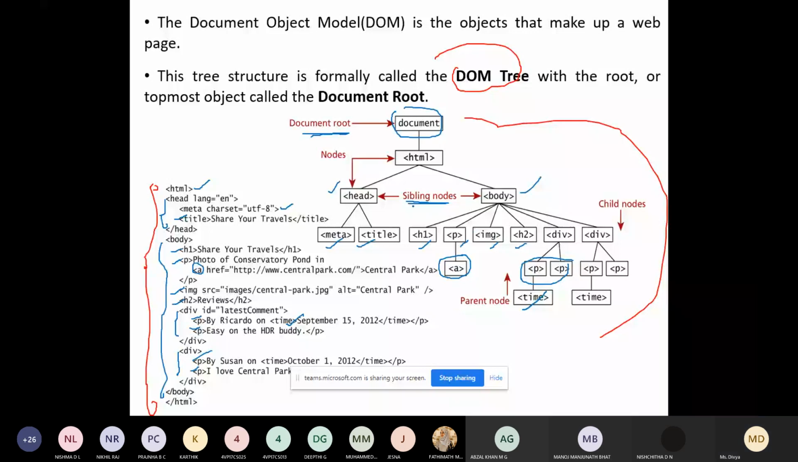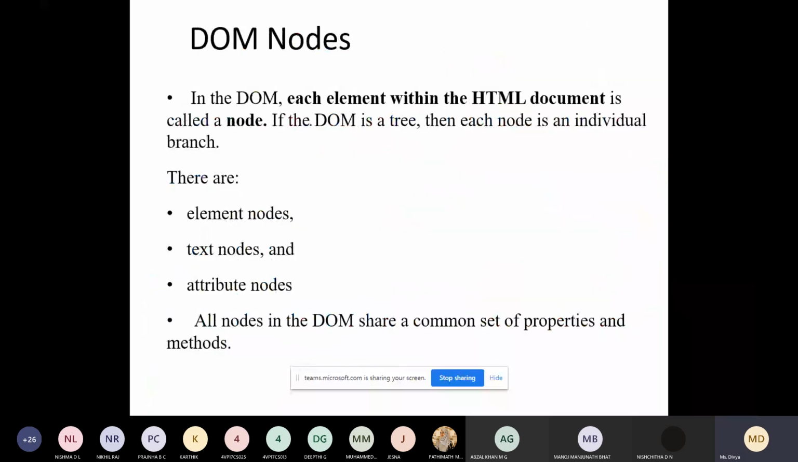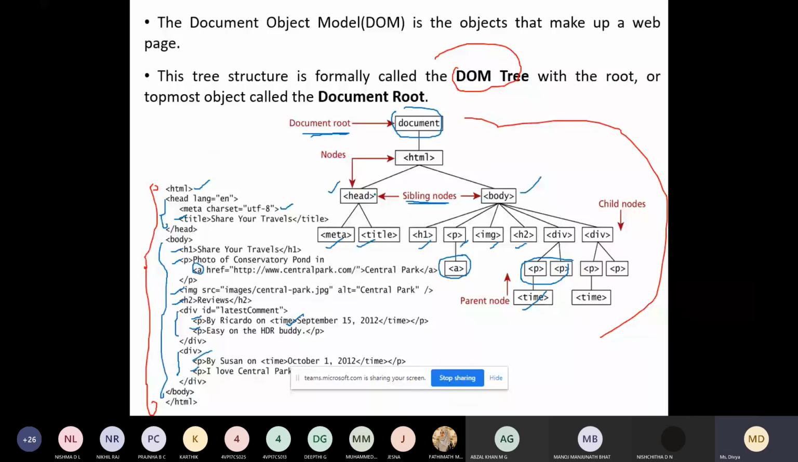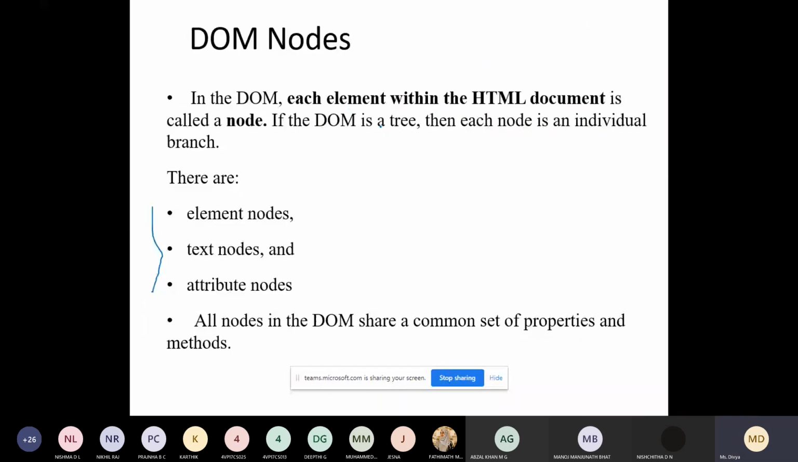So here there are 3 things. One, you have to understand what are sibling nodes, what is a child, what is a parent node, and there is a root, we call it the document root. Okay. So let's understand DOM nodes. Whatever you see in the square brackets, they are called nodes. Now coming to the DOM tree, we have 3 types of nodes. In the DOM, each element within the HTML document is called a node.